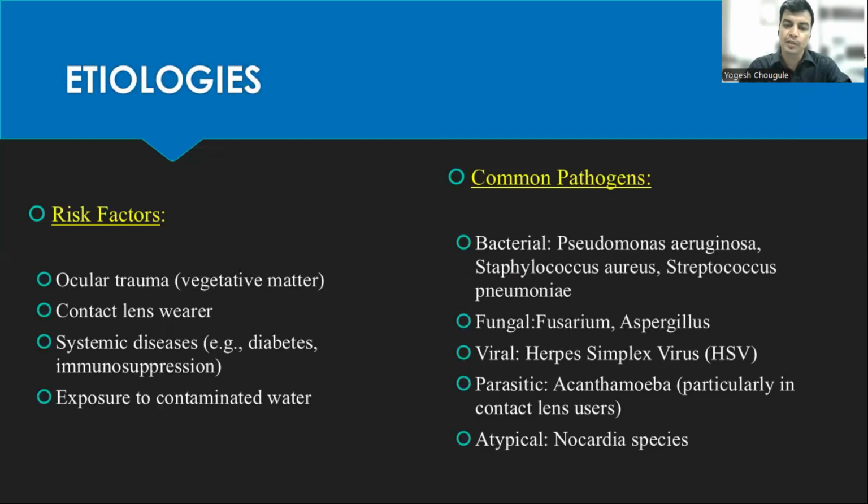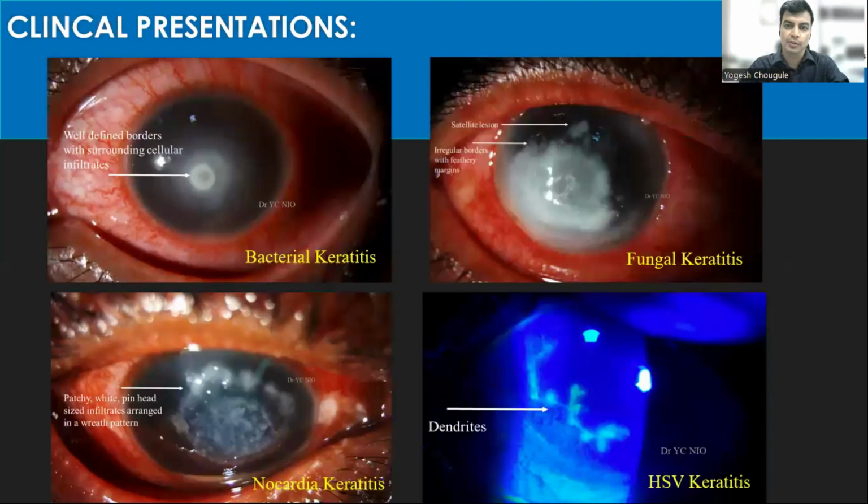Viral infections, particularly from the HSV virus, can cause recurrent episodes. Acanthamoeba, a parasitic cause, is most common in contact lens users and is notoriously difficult to treat. Additionally, atypical infections like Nocardia species can present in chronic cases. Recognizing these pathogens early is key to effective management.